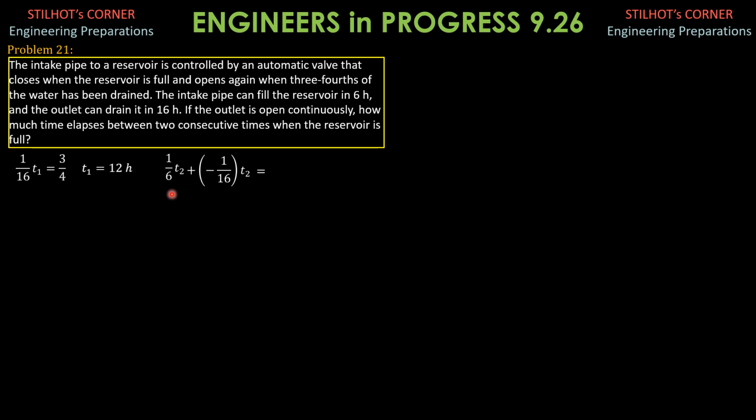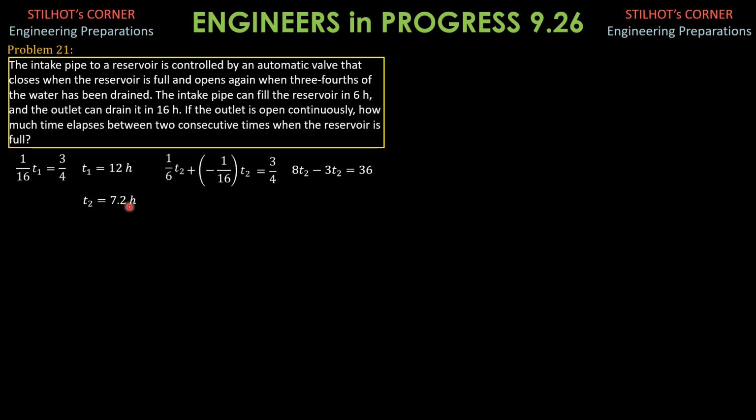In this case, the LCD is equal to 48. So 48 over 6 is 8, 8 T sub 2. Then minus 48 over 16 is 3, so negative 3 T sub 2, and 3/4 of 48 is 36. So 8 T sub 2 minus 3 T sub 2 equals 36. So T sub 2 is 36 over 5, and that is 7.2 hours.